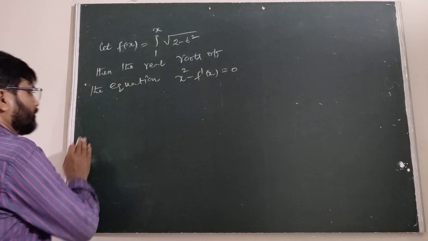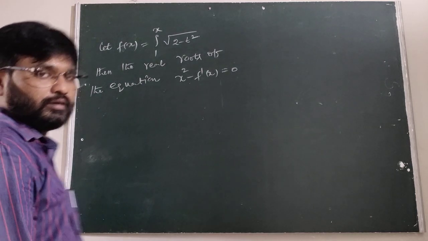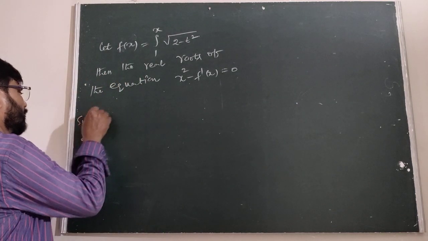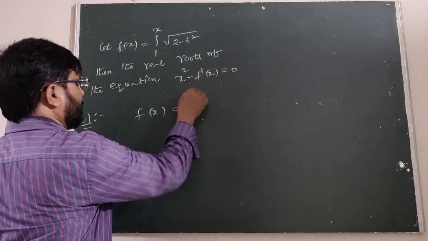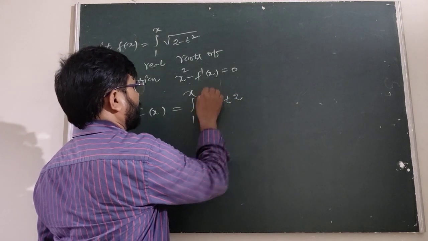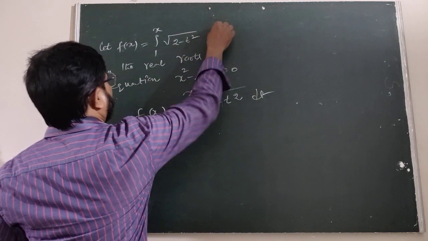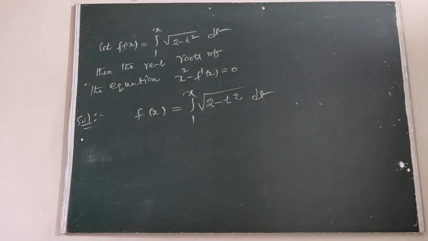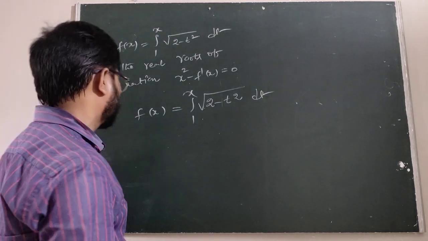So it is also one of the previous Advanced questions, a single option, straight answer question. Therefore, we take f of x equal to the integral from 1 to x of the root of 2 minus t square dt. Okay, how to find it here? We can apply the Leibniz rule on both sides.